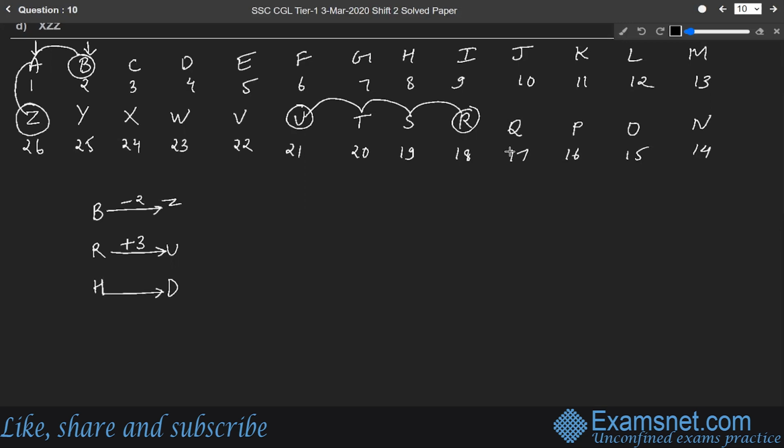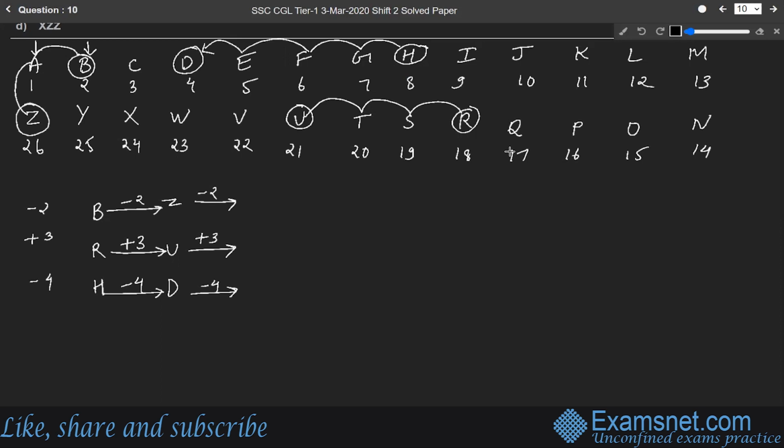Next is H and D. So looking at H, H is present in the 8th position and D is present in the 4th position. It means if we have to reach from H to D, then we have to go in the reverse order. So H minus 4 will be D. Let us check it. 1, 2, 3 and 4. H minus 4 gives D. So the logic here is minus 2, plus 3 and minus 4. Now, after this, there is a question mark. So we have to apply the same logic. Then we will get the letter cluster that will replace the question mark, right? So the logic is minus 2, plus 3 and minus 4.